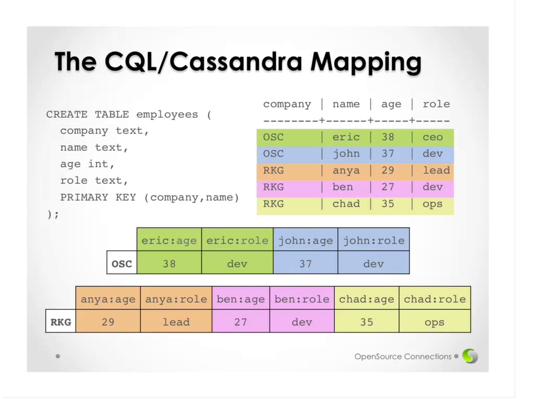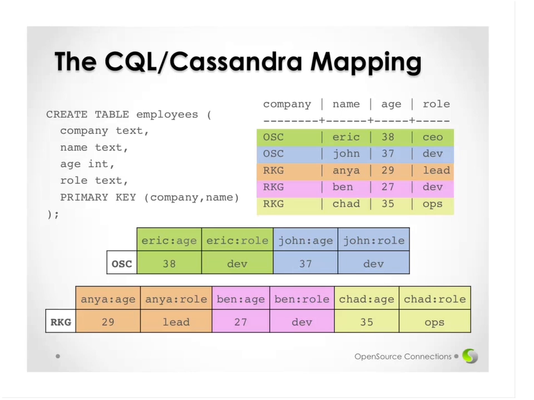For OSC, for John, primary key company name, for John, his age attribute is 37. For OSC, for John, his role attribute is dev. And I could walk through these again. What does this let us do? It's a lot easier to query. As long as our select query says, I want the company to be OSC, we can now have performant queries that say, I want the company to be OSC, and I want the name to be Eric.